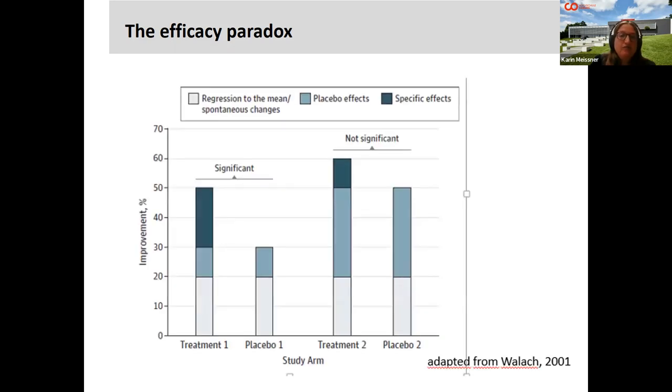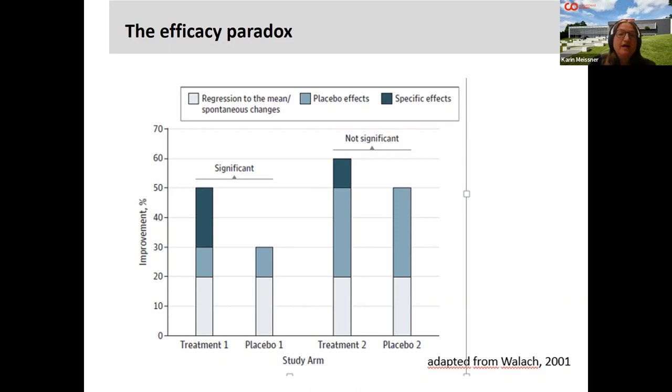He said, if we have two treatments, treatment one and treatment two, and treatment one is associated with a relatively small placebo effect, then the difference between the treatment and the placebo will become significant more easily as compared to treatment two, in which we have a large placebo effect and therefore also some kind of ceiling effect. So no more improvement is possible anymore. And then the difference between the treatment and the placebo might not be significant, even if, and this is the paradox, the patient profits more from treatment two than from treatment one, because his pain relief, for example, is larger by treatment two.